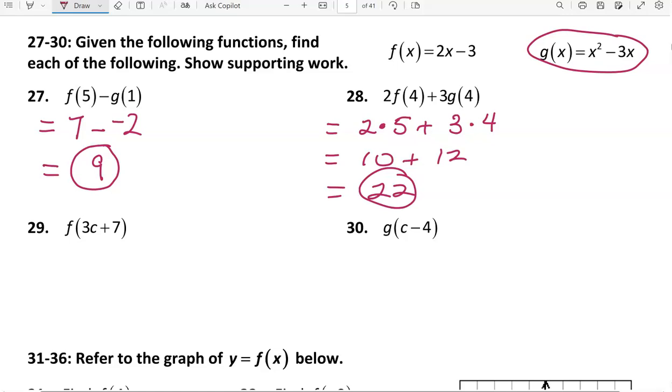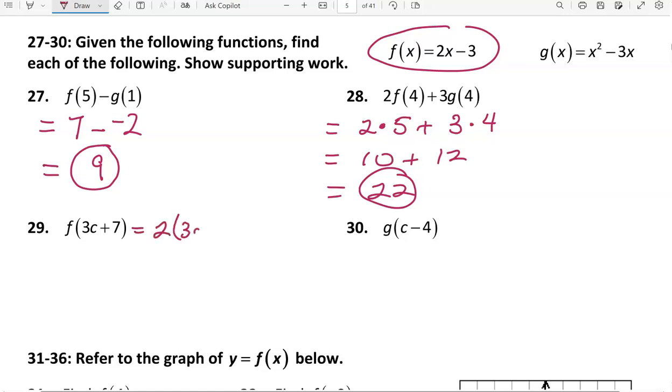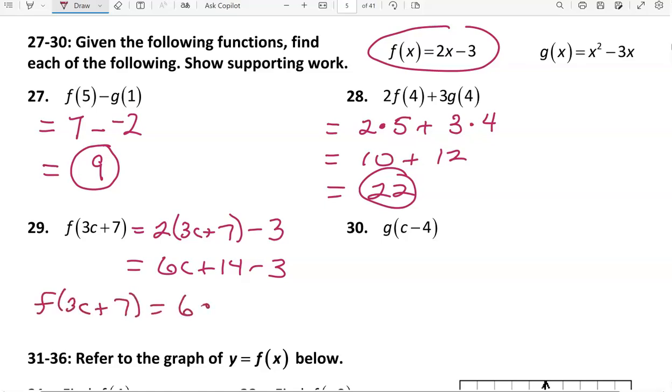For number 29, we're finding f of 3c plus 7. So that means that we're going to replace x with 3c plus 7. So f of 3c plus 7 is 2 times (3c plus 7) minus 3. Let's simplify that. That will be 6c plus 14 minus 3. So f of 3c plus 7 is equal to 6c plus 11.